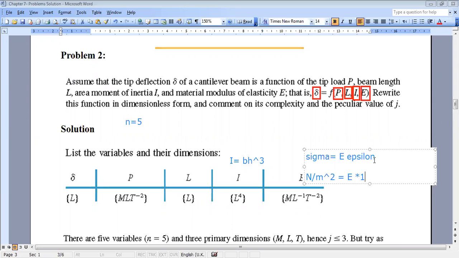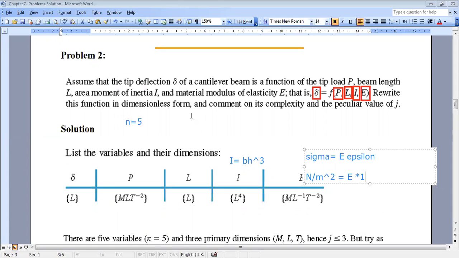In problem 1, we did the method. We are repeating the same method now. The first step, you count the variables involved in your problem. You have 5 variables involved here: delta, P, L, I, and E. So the first step, you count your variables: 1, 2, 3, 4, 5. So you set n equal to 5. N represents the number of variables involved in your problem. This is the first step.